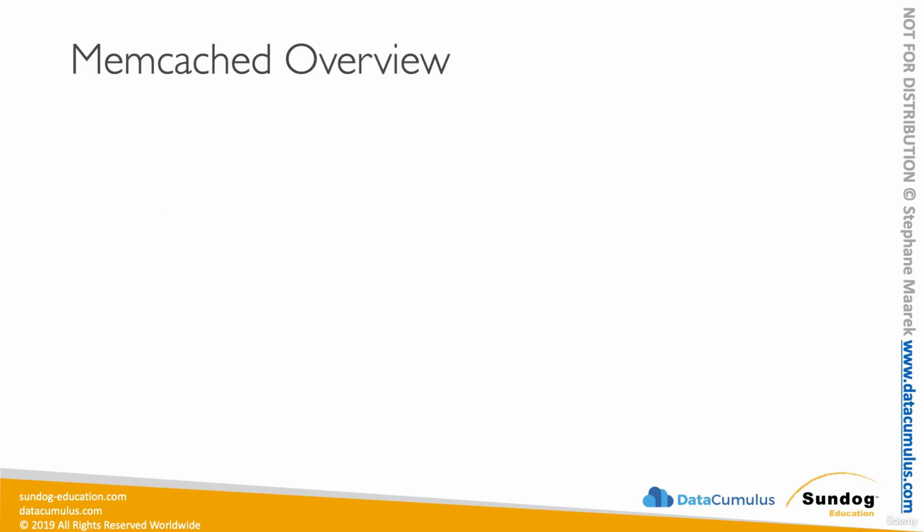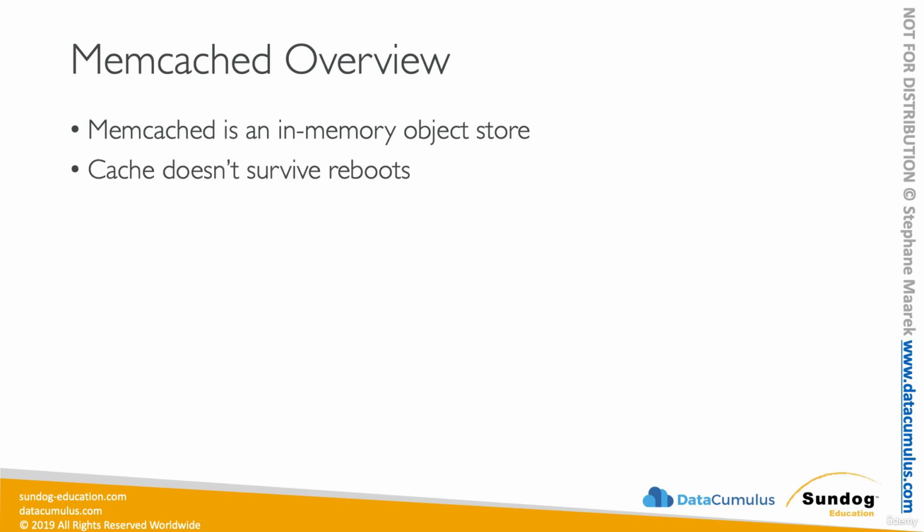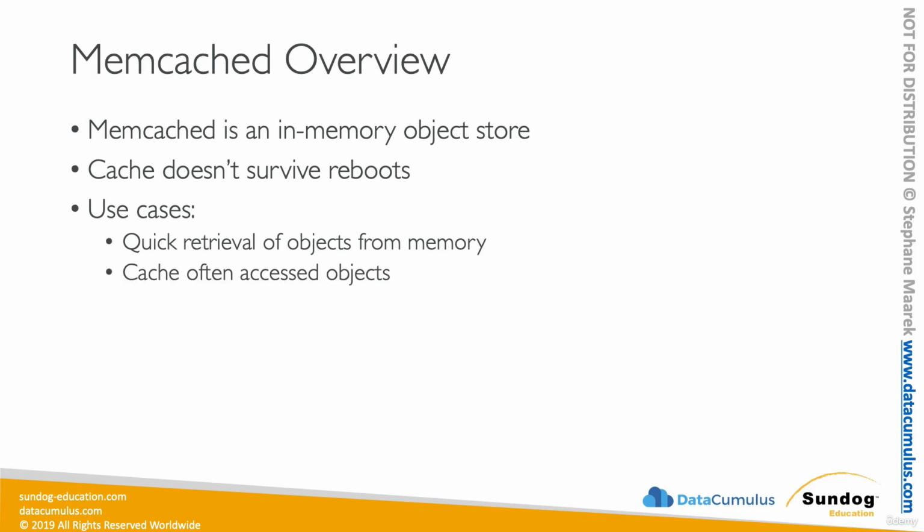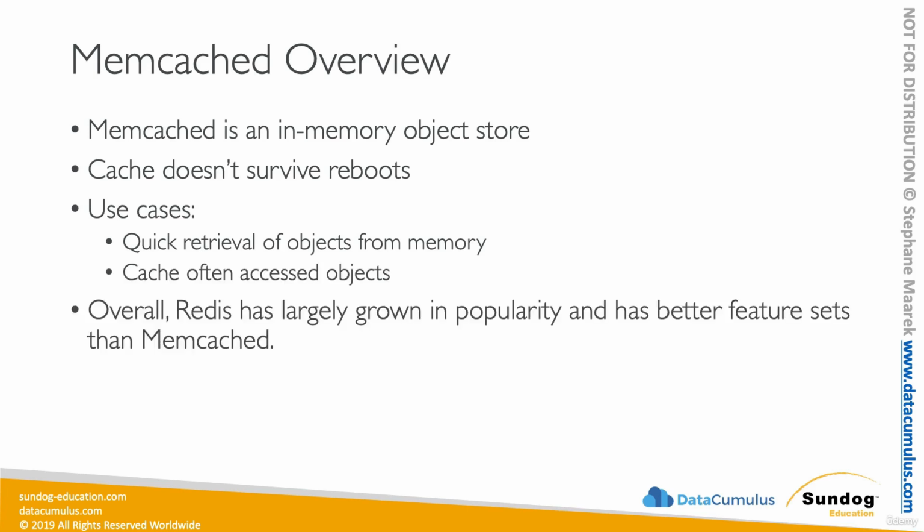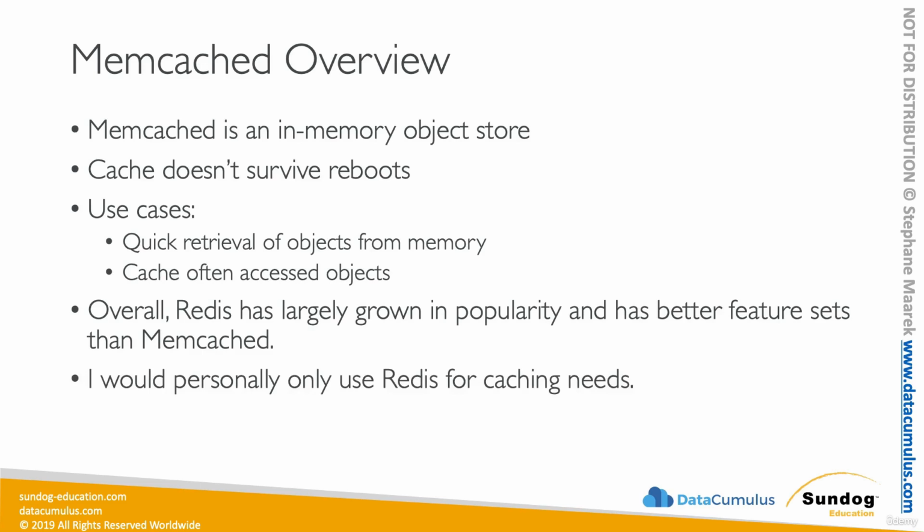And Memcached is another technology. It's more used for objects like S3, and the cache doesn't survive reboots this time, so the use case would be a quick retrieval of objects from memory when the cache is often accessed. Overall, I would think that Redis now has an overlapping feature set over Memcached, and it's more popular. So if you need any caching, I would strongly recommend Redis instead of Memcached.